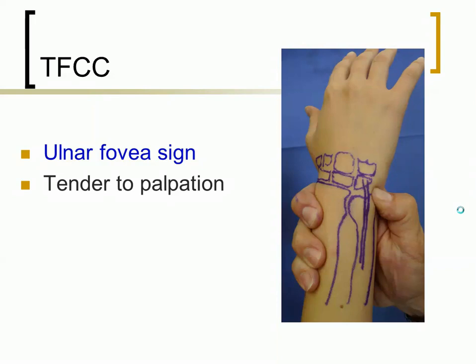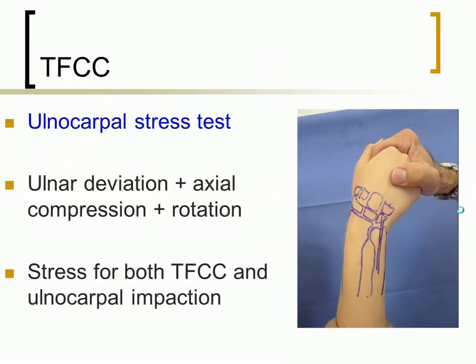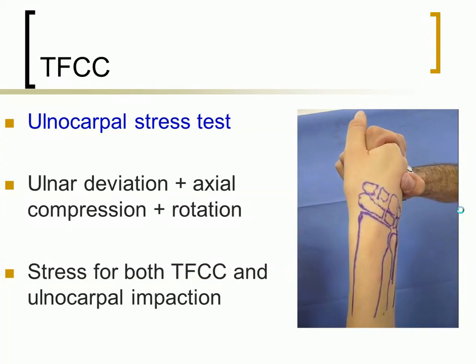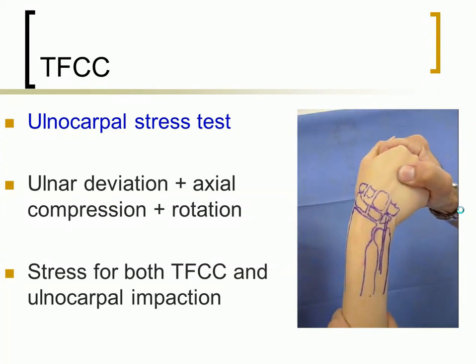So how do we evaluate for TFCC pain? The ulna fovea sign is pressure in the space between the ECU dorsal and the FCU volar in the ulnocarpal space. In the ulnocarpal stress test, the TFCC is loaded and involves ulnar deviation, compression, and rotation.